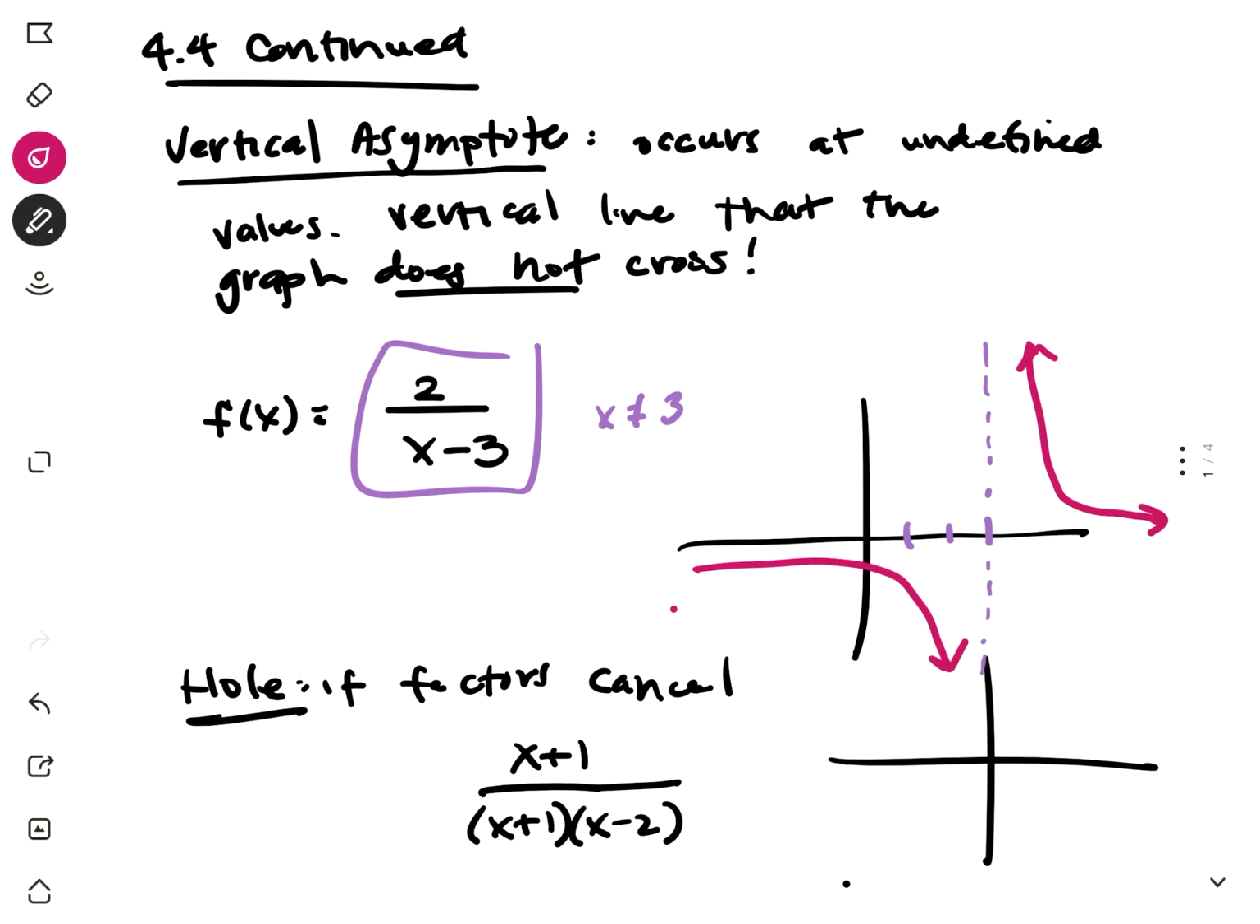It might not be exactly like that, but it might look something like that. So there's a line in there that the graph doesn't cross, and it doesn't cross it because it's undefined at that point. Now, not to be confused with a hole.